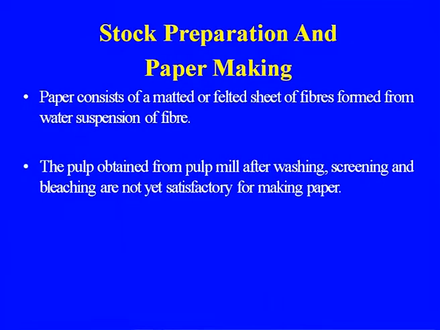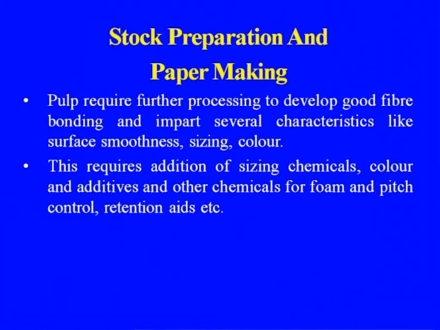Paper consists of a matted or felted sheet of fibers formed from the water suspension of a fiber. The pulp obtained from the pulp mill, as I told you, after washing, screening and bleaching, is not yet satisfactory for making paper. The pulp requires further processing to develop good fiber bonding and impart several characteristics like surface smoothness, sizing, color, and addition of some retention aids. All those things we do in stock preparation, and that is a very important section in paper making.